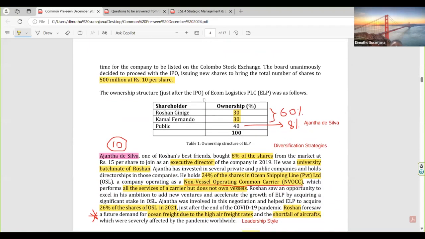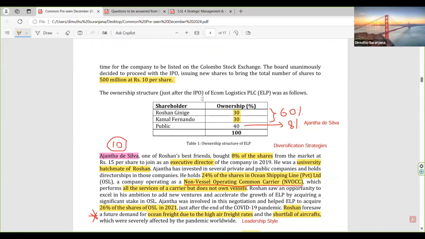So after the share issue, what happened? Roshan's ownership came down to 30%. Similarly, Kamal's ownership also came down to 30%. Then public ownership became 40%.